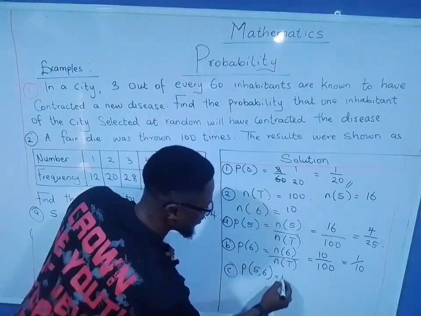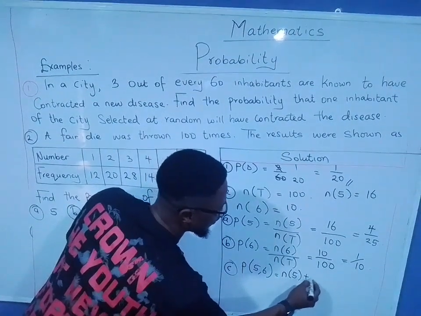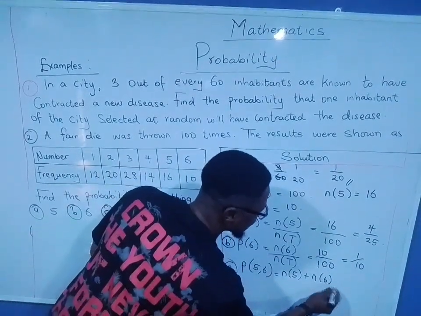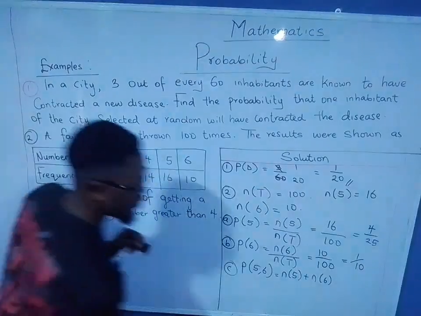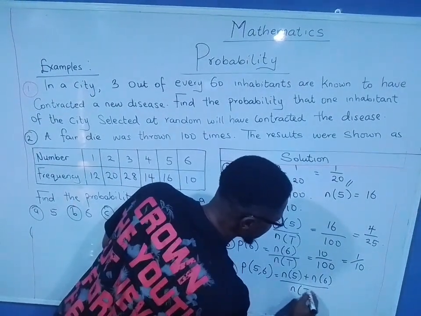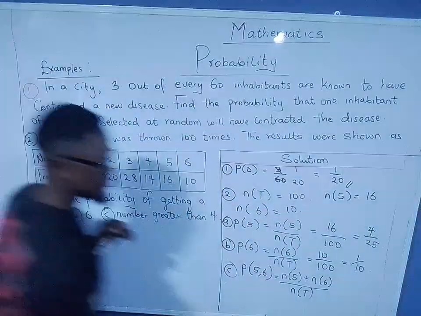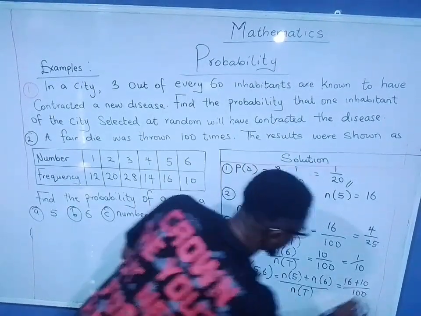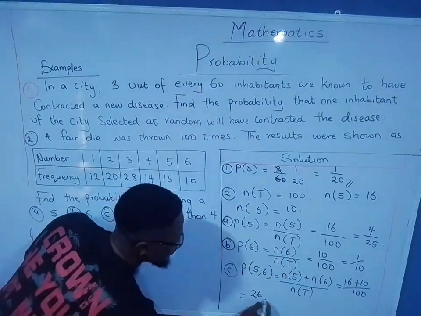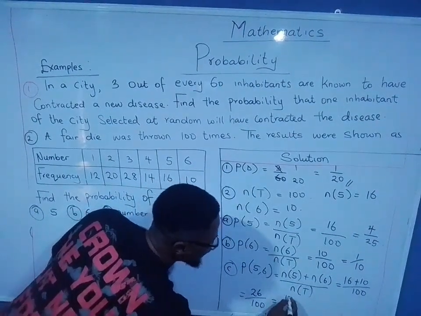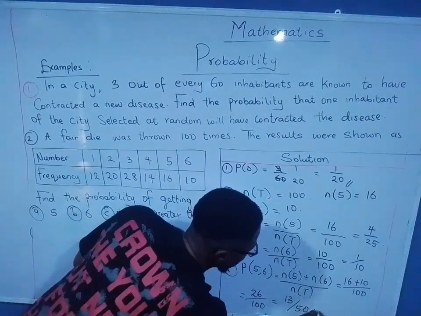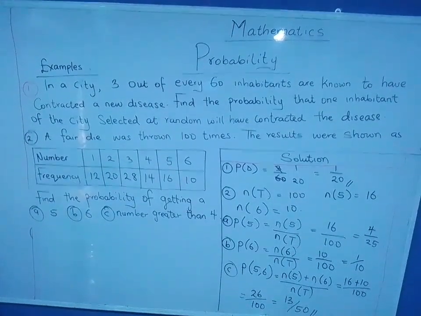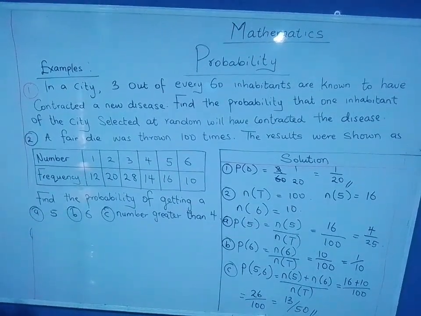So what you will do is, the probability of getting 5 plus 6: the number of times 5 came out plus the number of times 6 came out, all over the total number of times, right? So this will give us 16 plus 10 over 100, which is 26 over 100, that should be 13 over 50. Are you seeing it? Right? Is that okay? Good. So that's our first example.